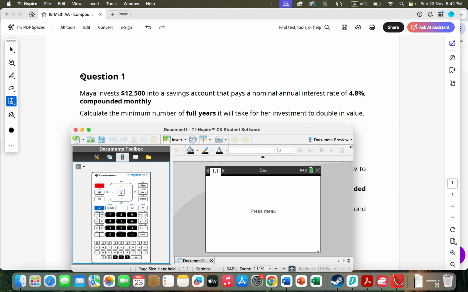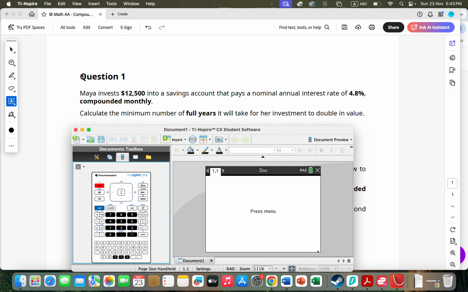And the interest rate is paid out as 4.8. It says it's a nominal interest rate, which means that inflation is not taken into consideration. If inflation is given to you, then you just need to subtract the inflation rate from the nominal interest rate, and that should give you the interest rate that we will be using for the question.